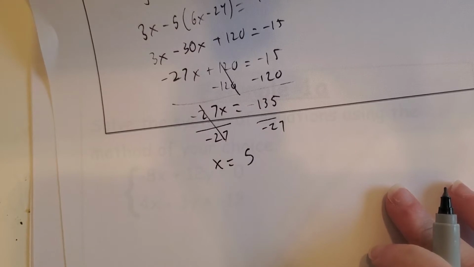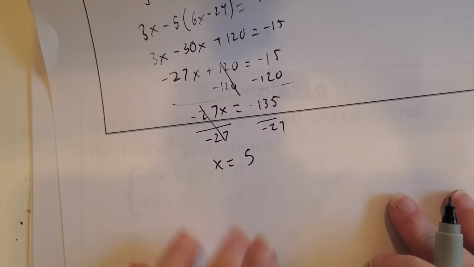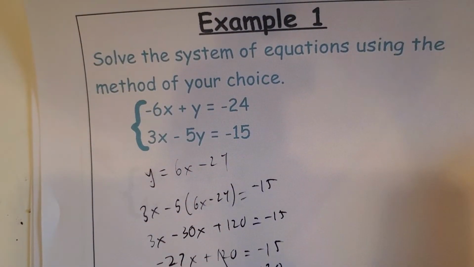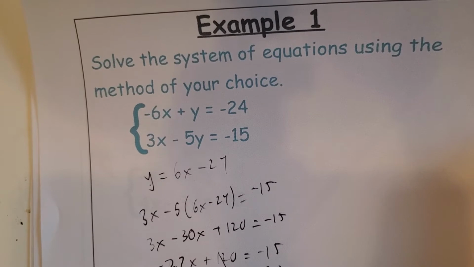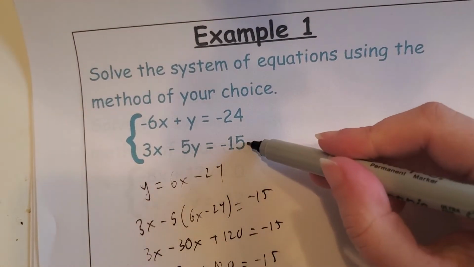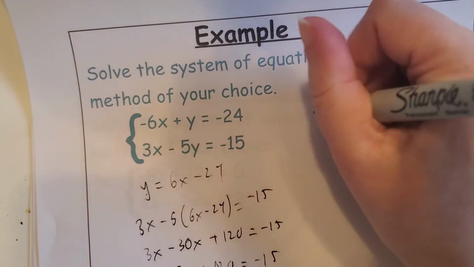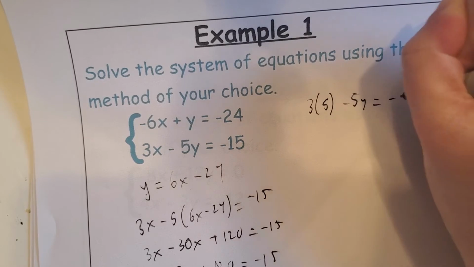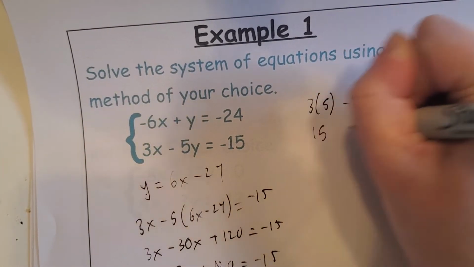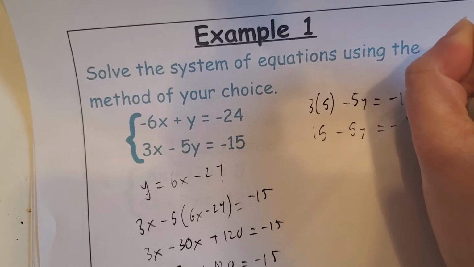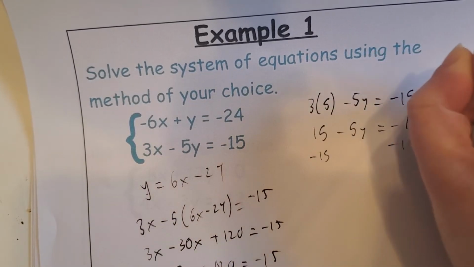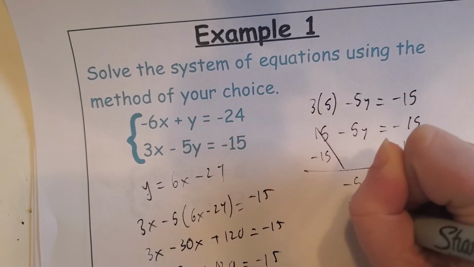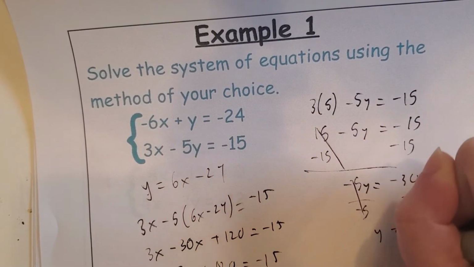And then it's the same thing regardless of which method you pick. We're taking that 5 and we're going to plug it into either of the original equations for x and solve for y. The numbers are slightly smaller for the second one, so I'm going to plug it in for the second one. 3 times 5 minus 5y is equal to negative 15. So this is 15 minus 15. Negative 30, and then you divide by negative 5, y equals 6.